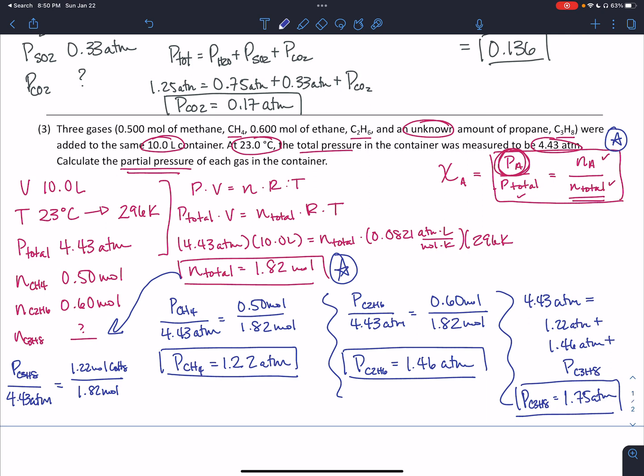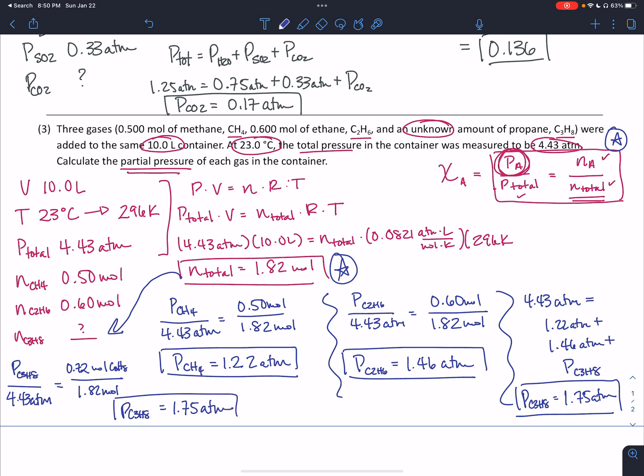This is why I usually do all these calculations ahead of time so that I don't have a problem. Oh, here's my problem. I have this number wrong. It should not be 1.22. It should be 0.72. So then multiply that by the total pressure and then divide by the total moles. And then we get 1.75. So the partial pressure of C3H8 is in fact 1.75 atmospheres.